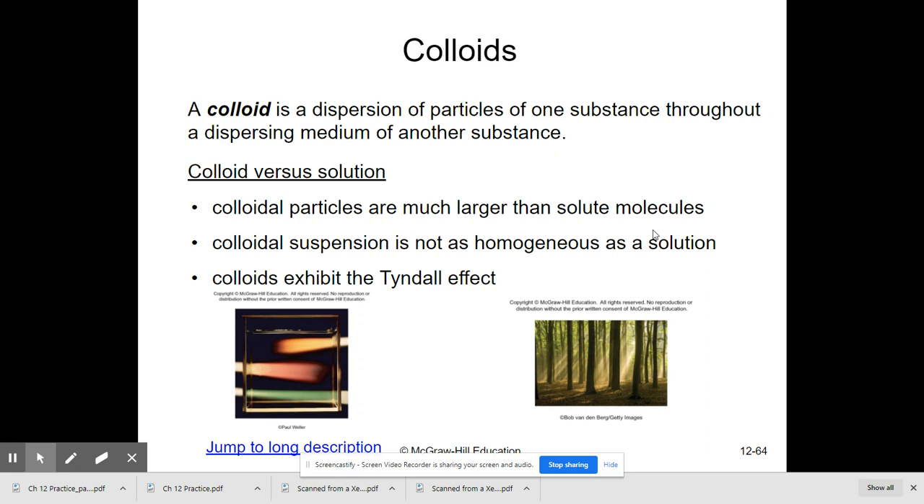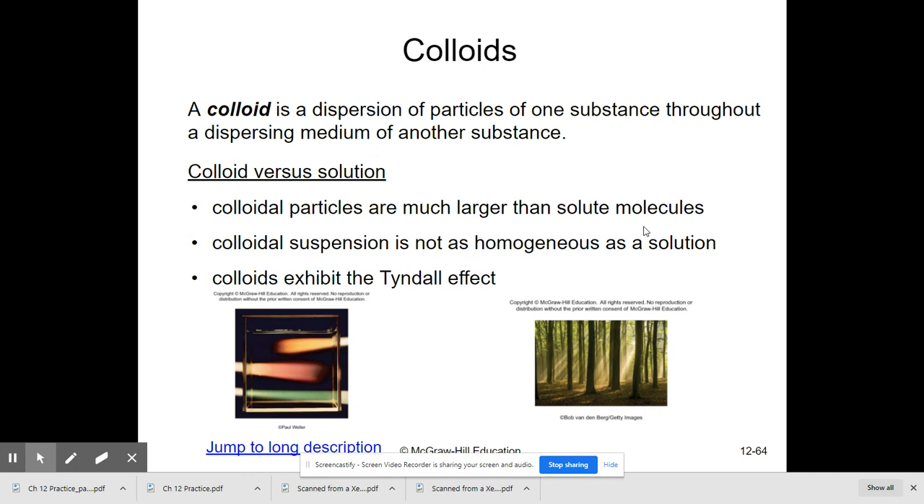which is very close to the 2 that we would have predicted just based on the formula. A colloid is a dispersion of particles of one substance throughout a dispersing medium of another substance. When we talk about colloids versus solutions, colloidal particles are much larger than solute particles, and so typically you can see them. A colloidal suspension is not as homogeneous as a solution. You can kind of see the particles floating in there.